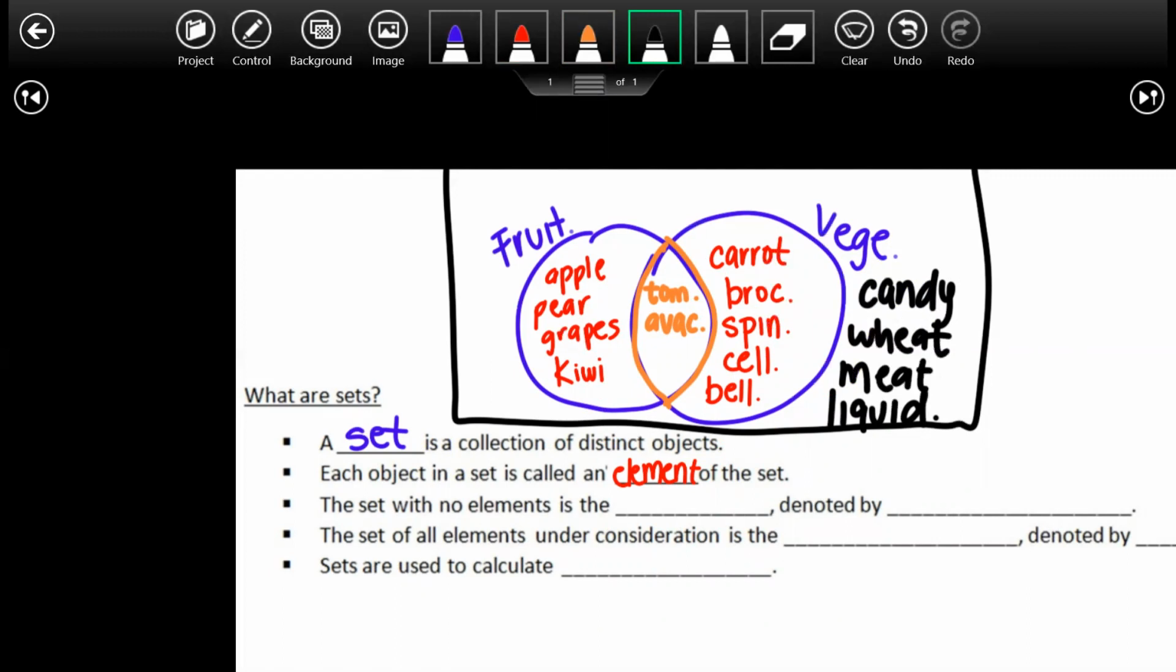Okay, so we talked about these. Everything included is our universal set. Everything that we look at is also on the outside. The set with no elements is the empty set. We're going to talk about that, and it's noted by a 0 with a line through it.